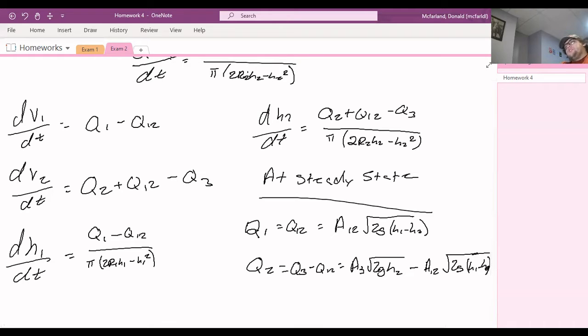All right, so what I'm going to do is pause the video, and I'll be right back with Google Colaboratory, and we'll be putting all of these equations in the code, and then finding out how the height and flow rates will change given a certain set of parameters.